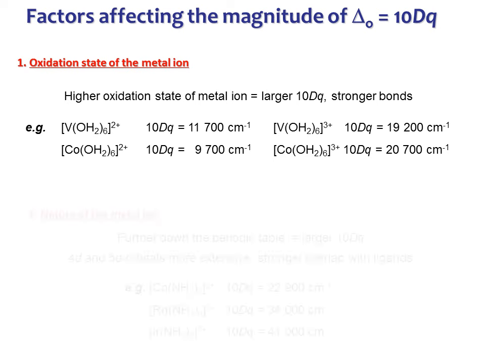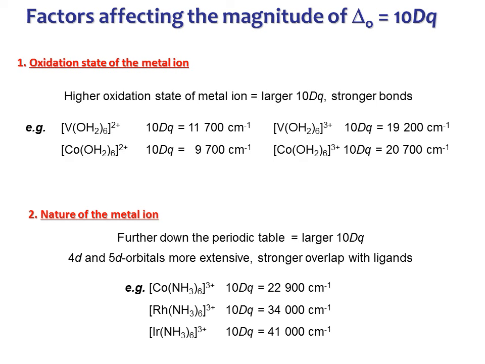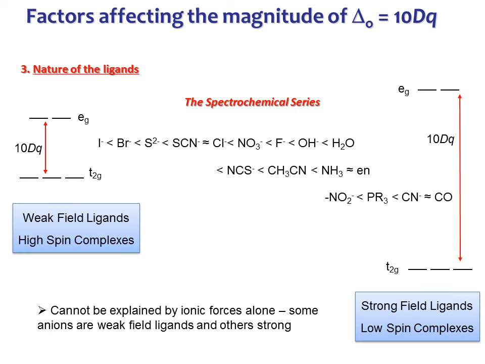The nature of the metal ion also influences 10 Dq. If we consider the cobalt triad, then as we go down the triad, 10 Dq increases due to the more diffuse orbitals of the transition metals. We'll talk more about the origins of these trends in 10 Dq in lectures.